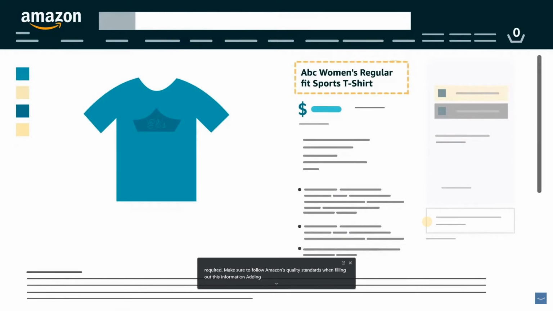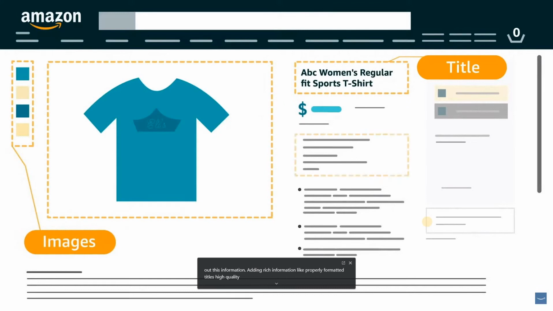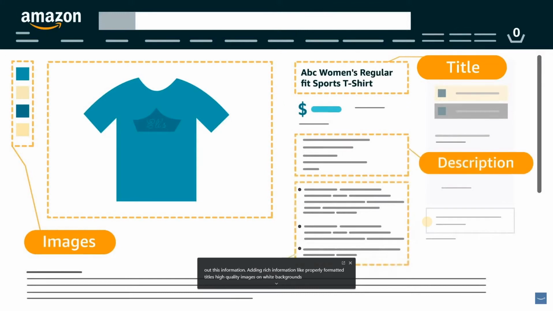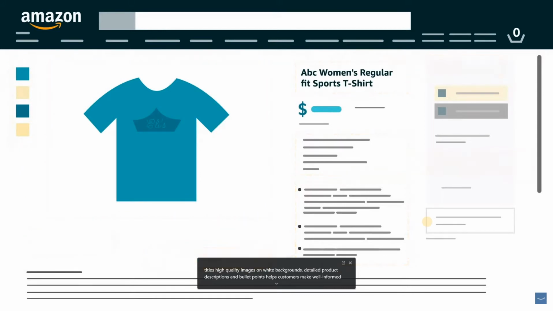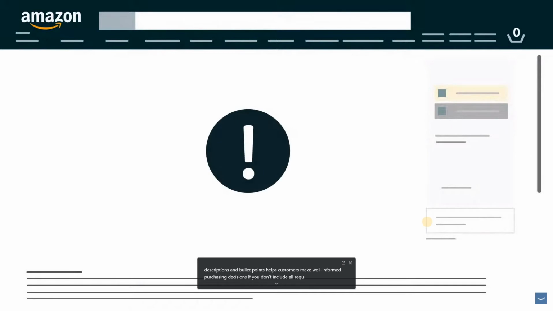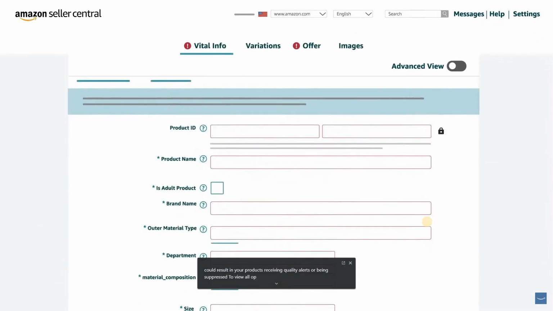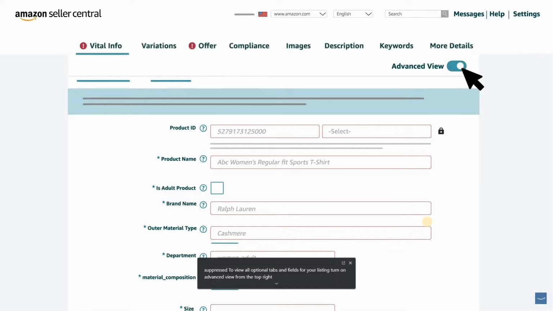Adding rich information like properly formatted titles, high-quality images on white backgrounds, detailed product descriptions, and bullet points helps customers make well-informed purchasing decisions. If you don't include all required product data, it could result in your products receiving quality alerts or being suppressed. To view all optional tabs and fields for your listing, turn on Advanced View from the top right corner. Adding precise optional information helps increase listing discoverability.